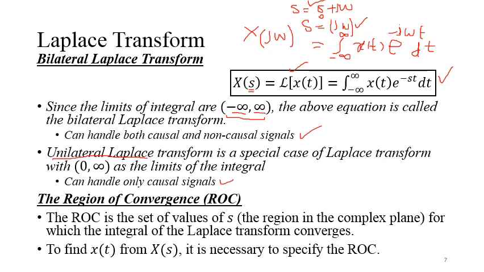One more important term is the ROC, or the region of convergence. The ROC is the set of values of s for which the integral of the Laplace transform converges, right? To find x of t from X of s, that is, while doing the inverse Laplace transform, it is necessary to specify the ROC. We'll talk about it later when we do some numerical examples on Laplace transform.